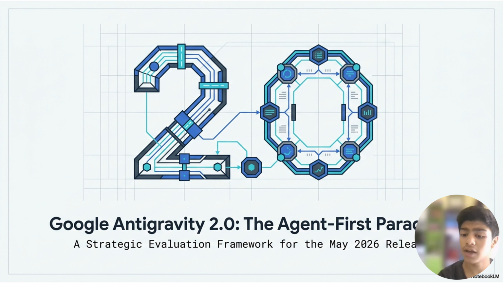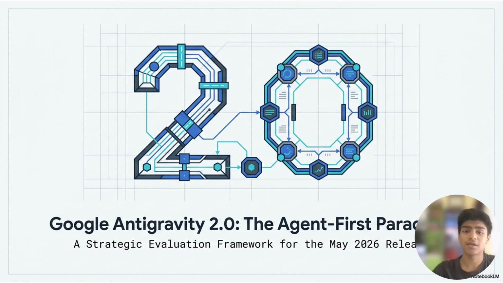So, if we talk about Google Antigravity 2.0, this is an agent. It's an agentic AI. It is the second version of it. It was launched on 19th May 2026, just 10 days before I'm making this video. Its first version was launched in November 2025. As you're seeing on the slide, Google Antigravity 2.0: the agent-first paradigm, a strategic evaluation framework for the May 2026 release.